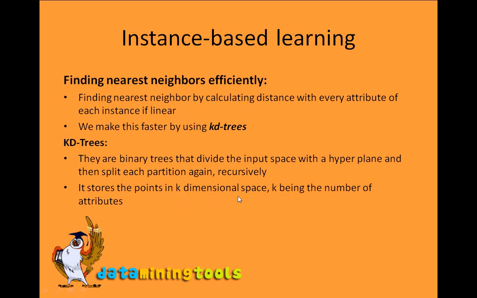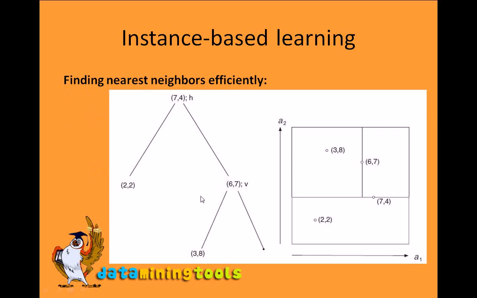So the number of dimensions in the dimensional space it will be using will be equal to the number of attributes it has. So now we'll look at how we find the nearest neighbor efficiently. This is basically a k-dimensional tree.